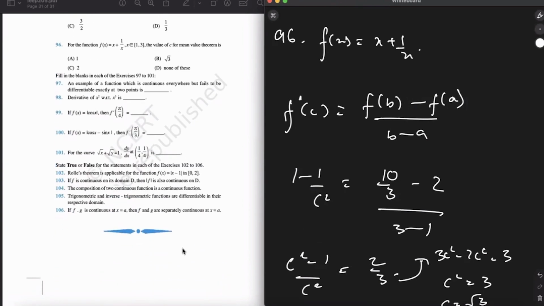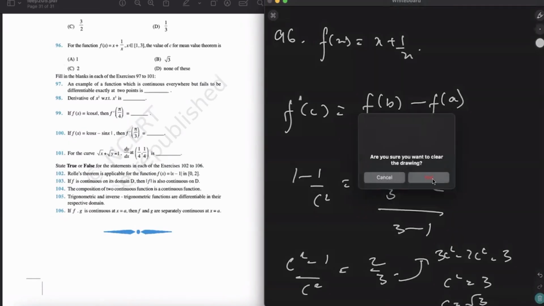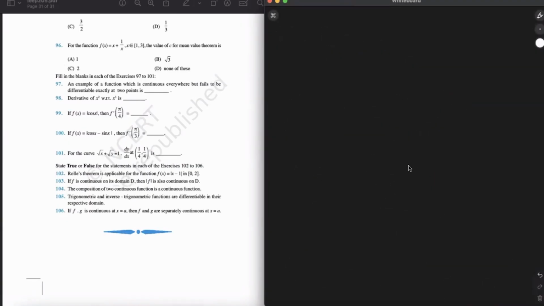Now, what do we have? Okay, 97. Fill in the blank type questions. An example of a function which is continuous everywhere but fails to be differentiable exactly at 2 points. Okay, at 2 points it must be. Simply think of it like this.